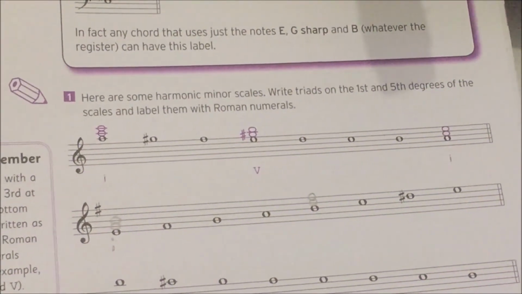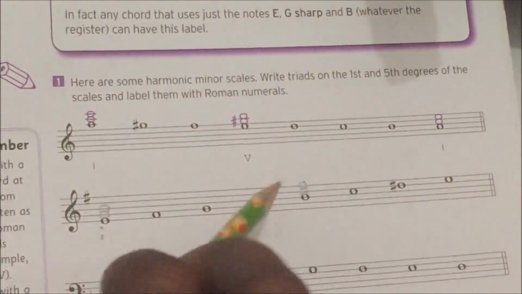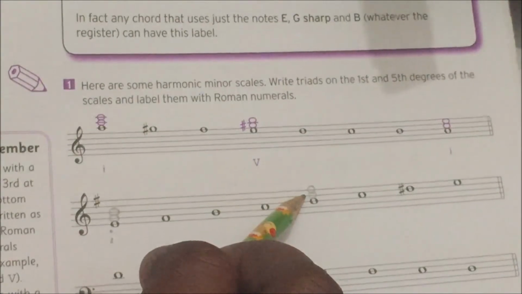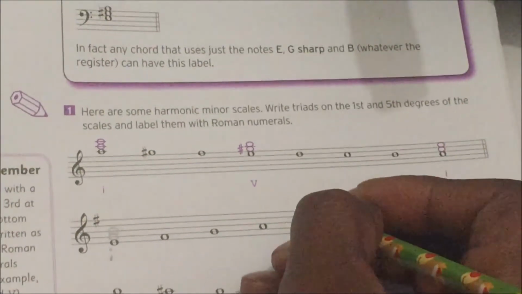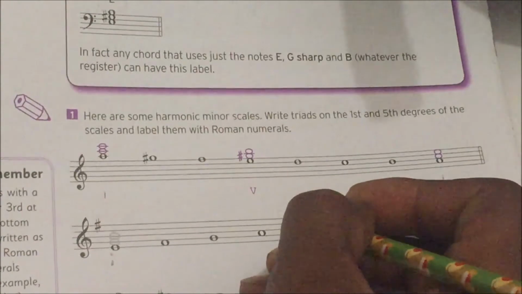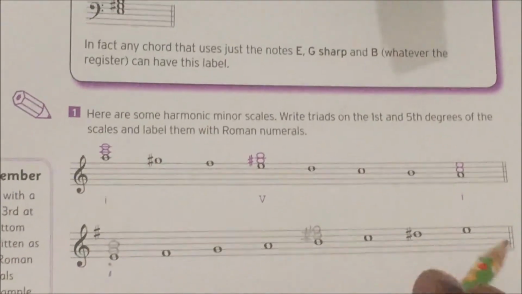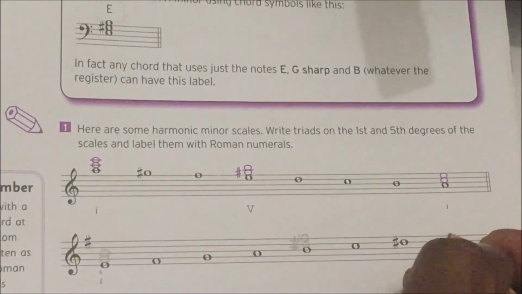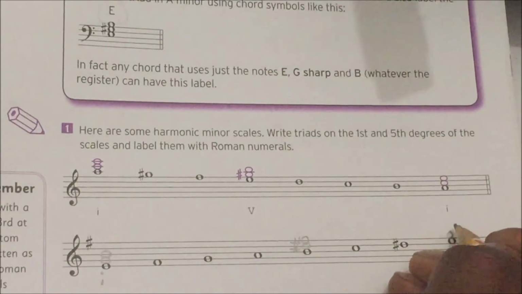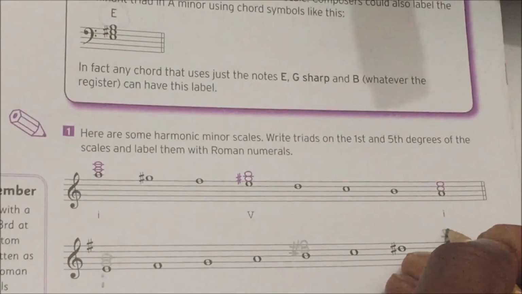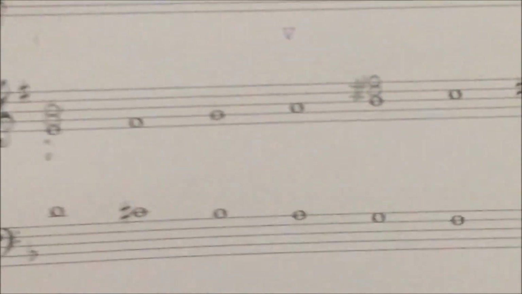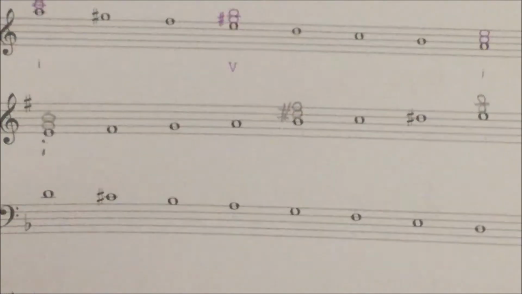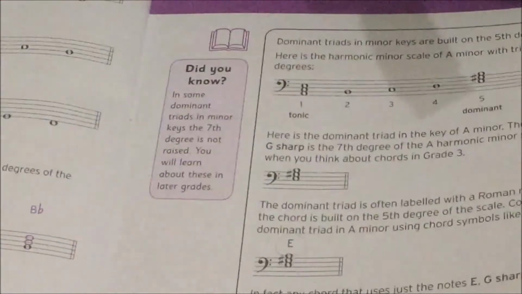Because it's harmonic, we're going to have to raise this note. Why? Because this note is sharpened in a harmonic. So I put the sharp here before the note. And here, the last note is also going to be the tonic, so make it into a triad. There's your answer. Easy peasy.